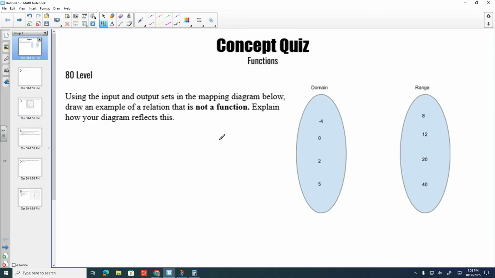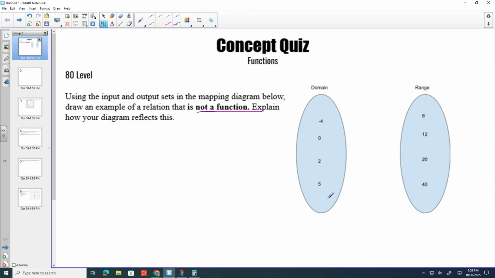So starting with our first 80 level question, using the input and output sets in the mapping diagram, well, I said below, really it's to the right, draw an example of a relation that is not a function and explain how your diagram reflects this. There are multiple different ways you could have done this. The main thing I would have been looking for in something that was not a function is that you have any one of these domain members being paired to multiple range members.